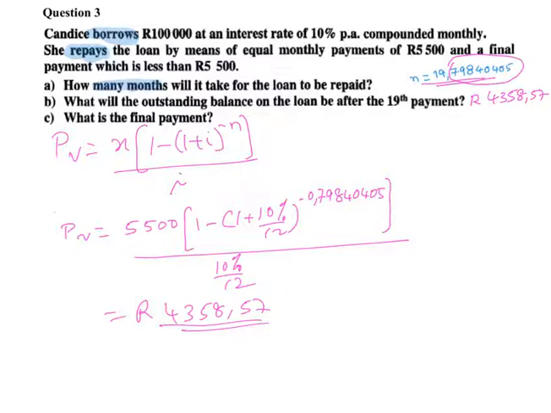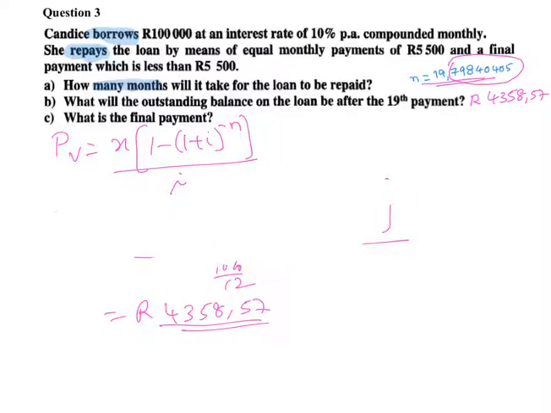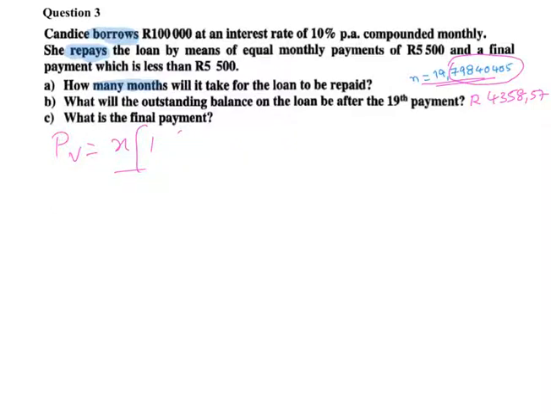Now question number C is, what is the final payment? So I have to calculate the final payment. What is my final payment? So I cannot have 5,500, definitely not. But am I going to pay 4358.57? That's also not the answer, because the bank will charge interest for 1 month. So now I have to calculate the interest for one month, right?